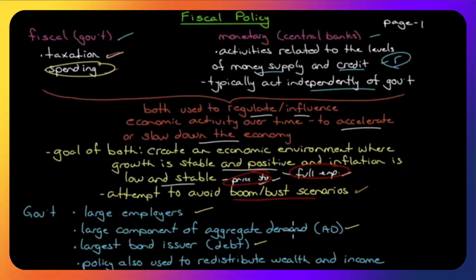They are the largest bond issuer in terms of the amount of debt that they issue. And they also engage in policy to redistribute wealth and income. That is primarily through taxation, taking it from certain areas and then redistributing it to others, which happens through their spending.